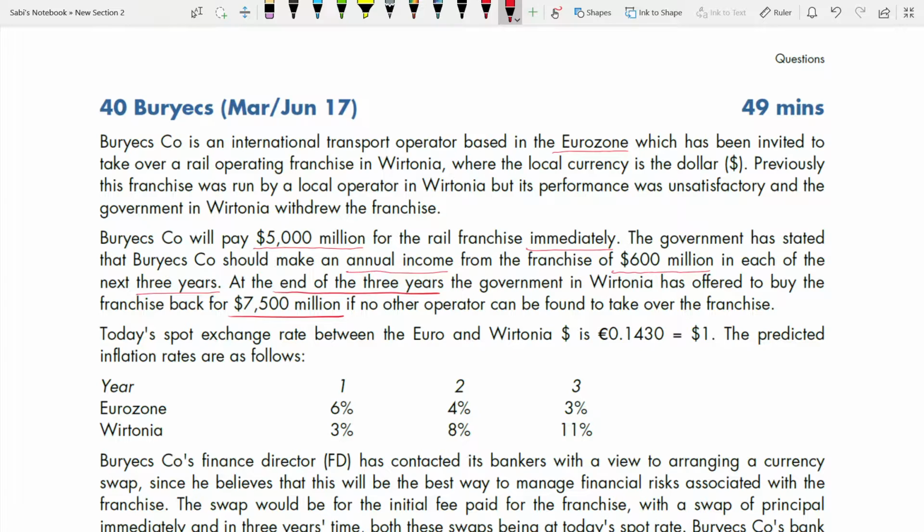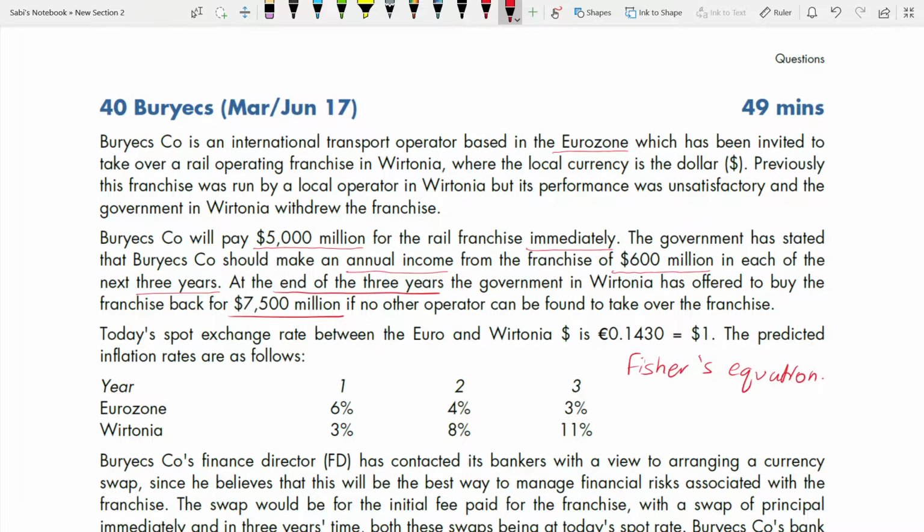What is that equation? That is known as Fisher's equation. Fisher's equation means you are using the inflation rates of the two countries to predict the exchange rates. So first year, second year, third year, you have to predict the exchanges. Why do you have to predict the exchanges?